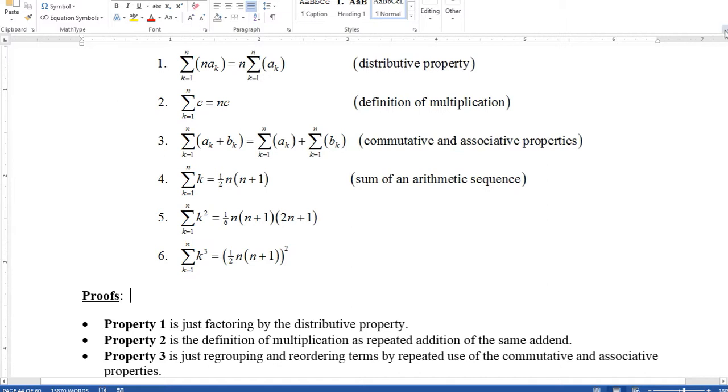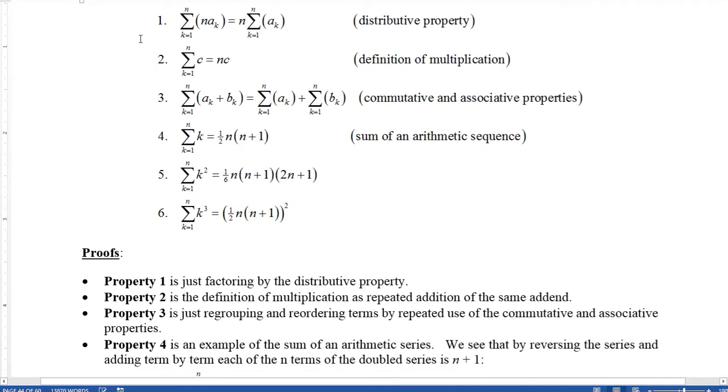Okay, so this first one here is the sum of n times a sub k is n times the sum of a sub k. That's nothing more than the distributive property. You know, the first term is n times a1, then the next one is n times a2, the next one is n times a3. They all have a factor of n. You can factor that out front and just add up the a1, a2, a3, and so forth, and then multiply by n. That's what that's saying. So that's a direct application of the distributive property. In fact, it's a statement of the distributive property.